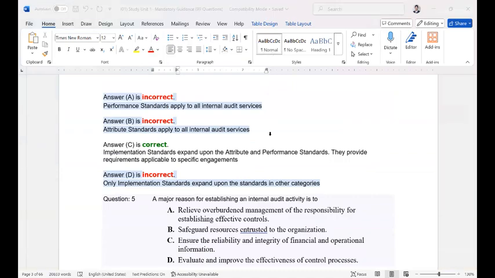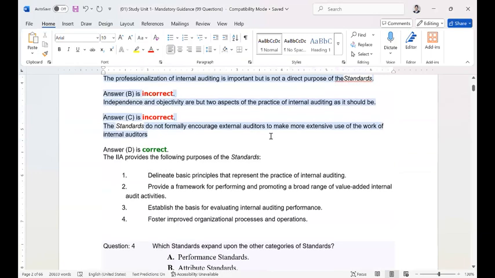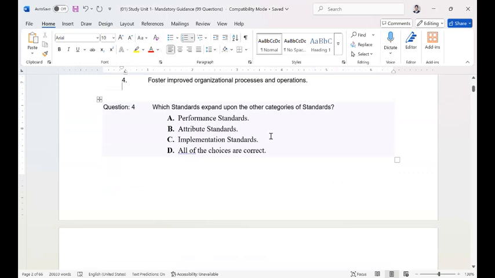So here I was saying that there are 2 types of standards, performance standards and attribute standards. Performance standards start with the number 2, attribute standards start with the number 1. Performance standards tell you how to plan and perform an audit. How to plan, perform, report, and all that. Attribute standards talk about the independence of the attributes that an internal auditor or internal audit function should possess. If they talk about the independence of the audit function, that's an attribute standard.